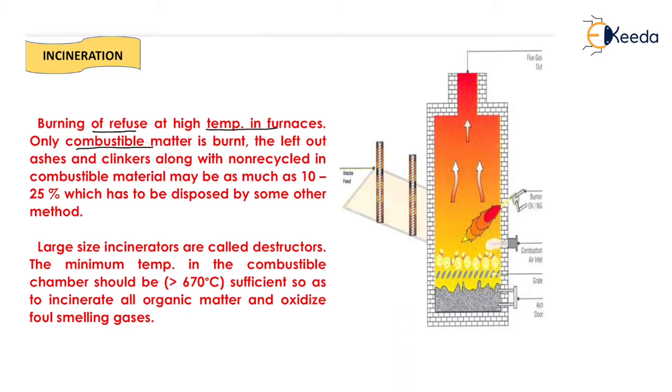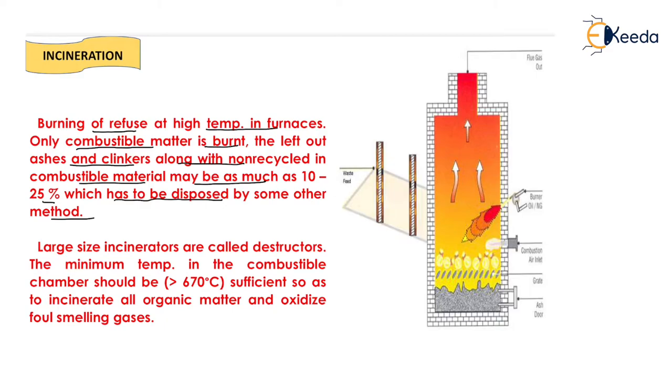Only combustible matter is burnt, and the left out ashes and clinkers along with non-recycled incombustible material may be as much as 10 to 25% which has to be disposed of by some other method. We had already discussed that only combustible matter will be burnt and all the incombustible matter will remain in that incinerator as ashes or in other forms such as clinkers. We have to dispose that ashes and clinker by some other means, by sanitary landfilling or by composting method.